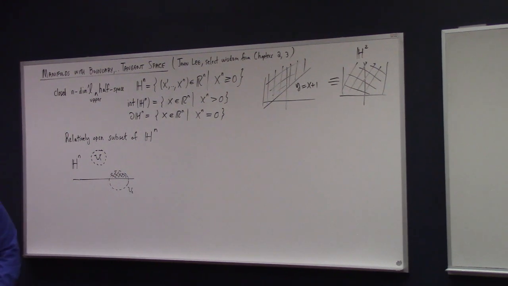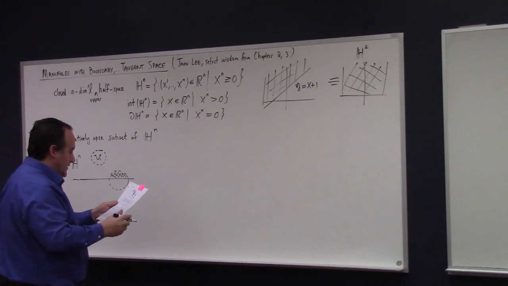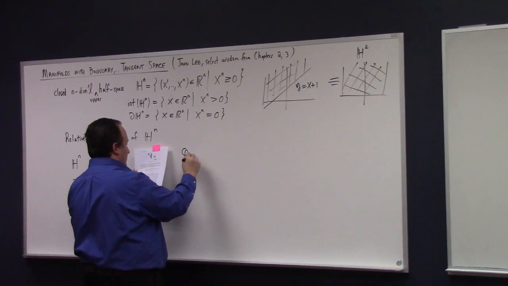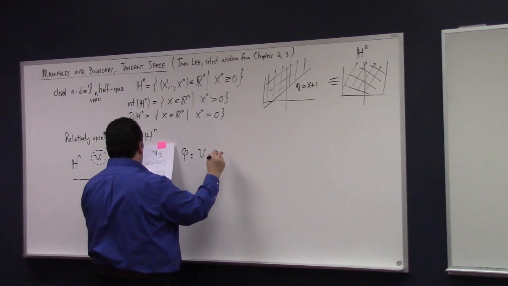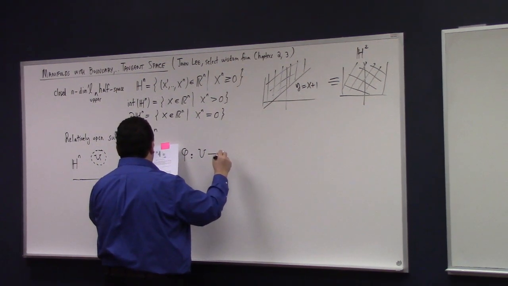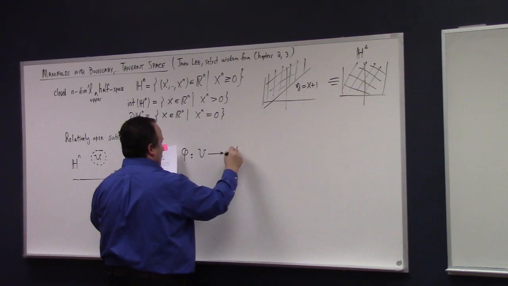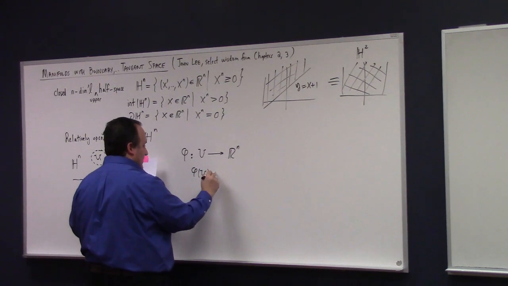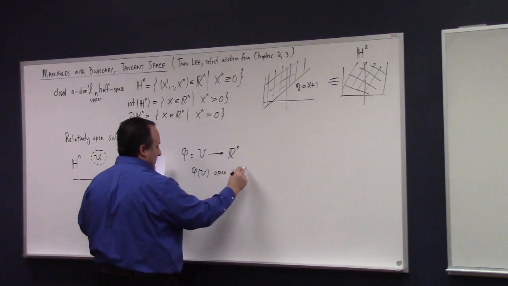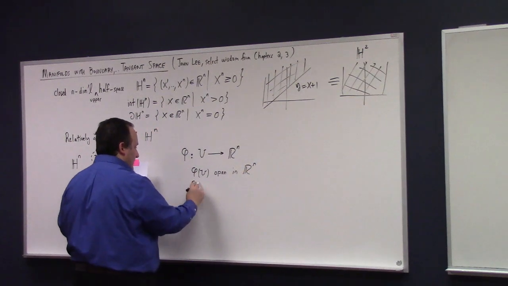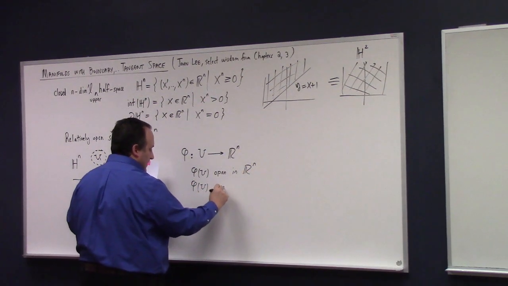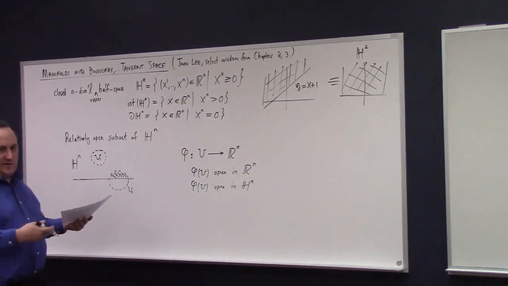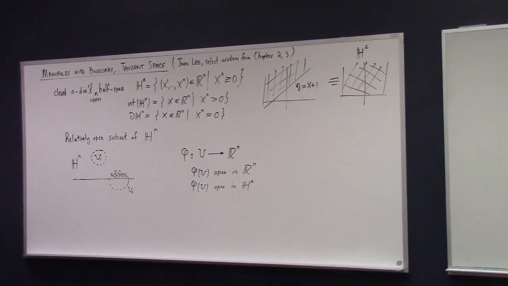But anyway, getting to the point here, if we have phi, a mapping from U to Rn, where either phi of U is open in Rn, or phi of U is open in Hn, all right? So it could be either one. Then that's a chart on a manifold with boundary, okay?